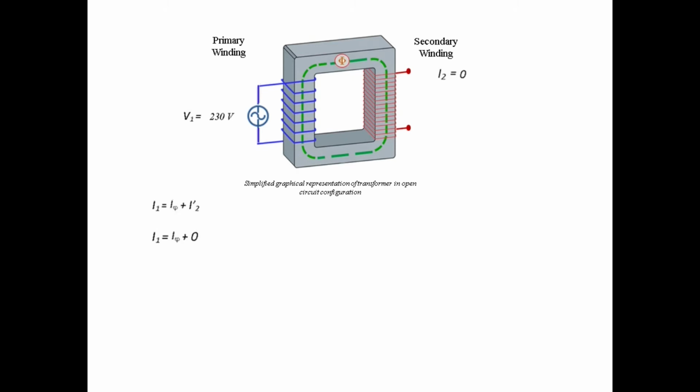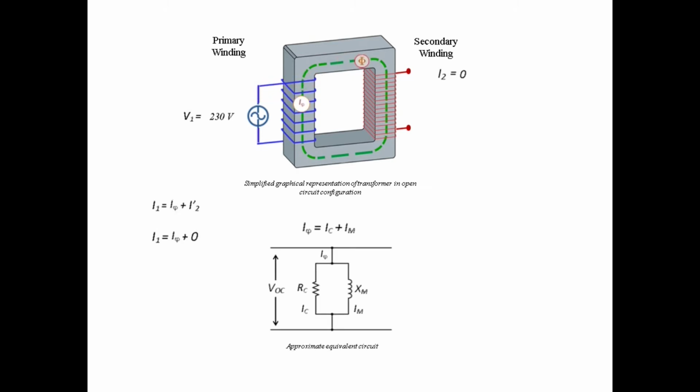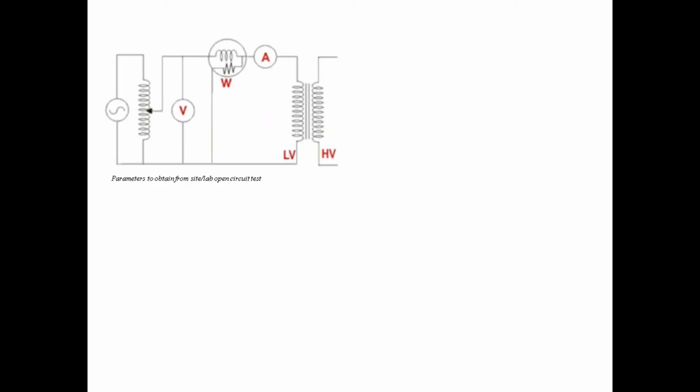Therefore, the copper losses can be considered negligible, and since rated voltage is applied, normal flux, and subsequently rated iron losses, will occur in the core of the transformer. This can be observed from the simplified graphical representation of the transformer. Now let's look at setting up the metering so one can obtain the necessary parameters. The open circuit test is required to obtain the no load power, P0, the current I-phi and the voltage Voc.